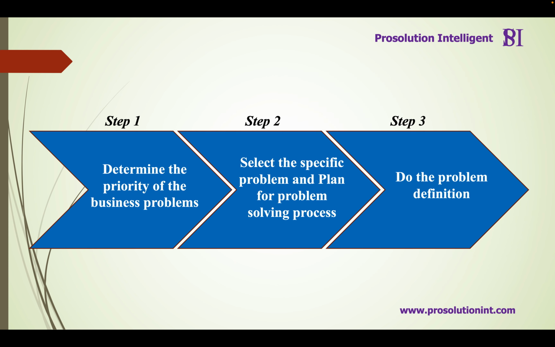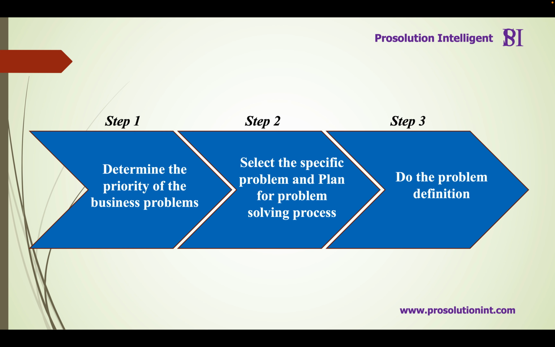The first step would be to determine the priority of the business problems. Your business can have two to three problems, or it can have 10 to 12 problems, but you have limited budget and resources for problem solving. So you have to determine the top issues for your business in order to optimize your resources. Finding the top issues, that is the first step.